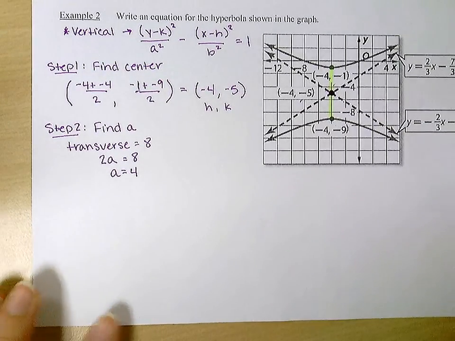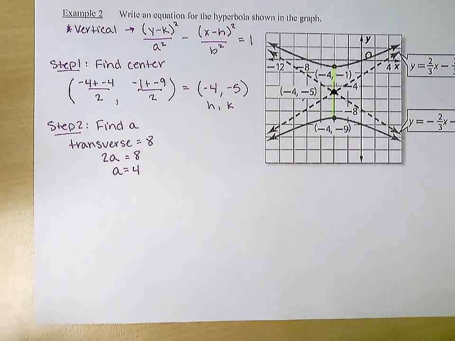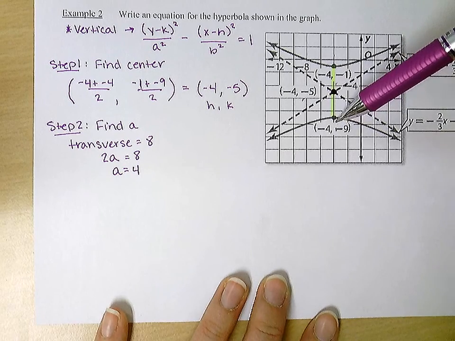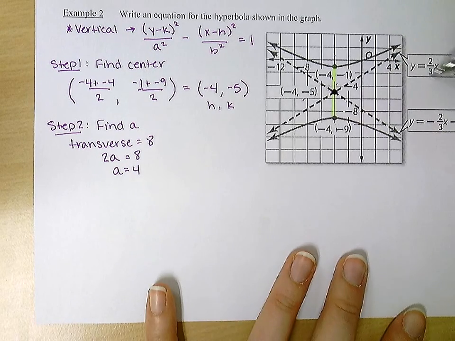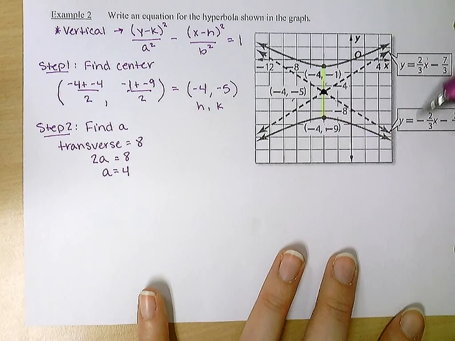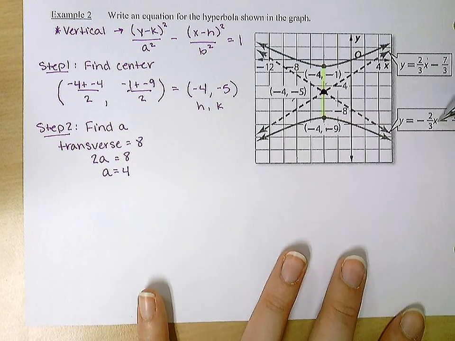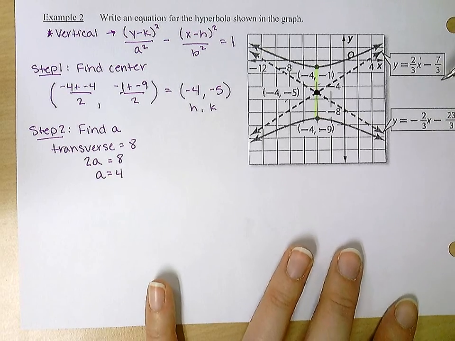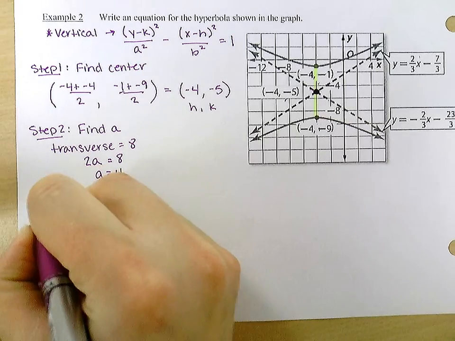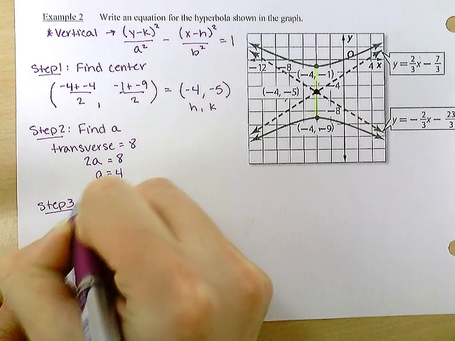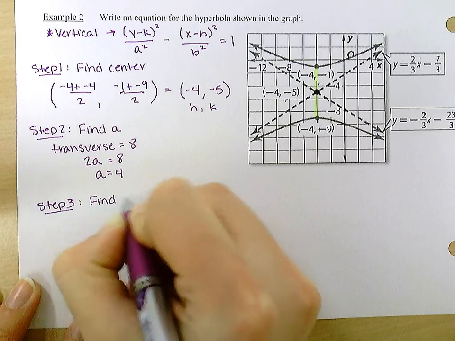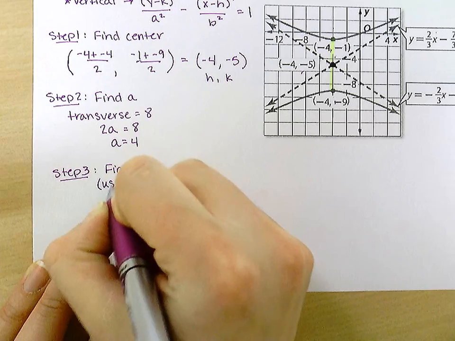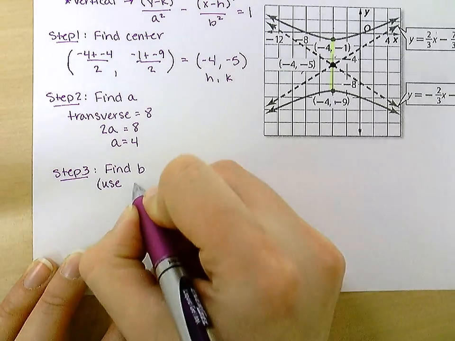Okay, next I want to find b. I'm not going to find c because I'm not given my focus points this time. However, I am given the equations of the asymptotes here. So remember on the front when I said you'll have to look at the slope of your asymptotes to find a or b. So next we're going to find b, and we're going to use these asymptote slopes.